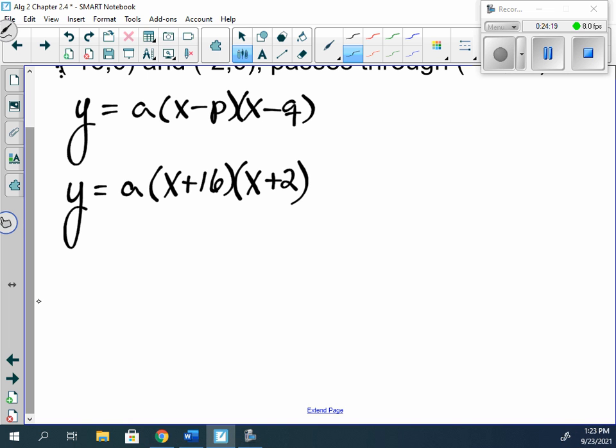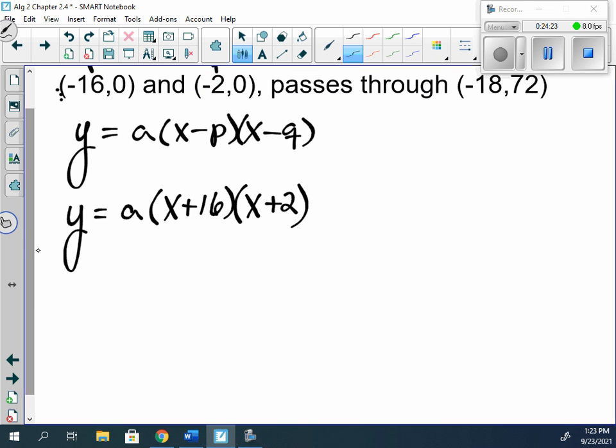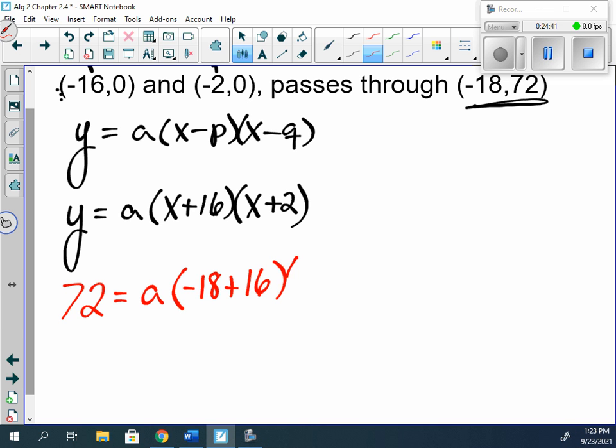Now we need to find the value of a, yes? And we would do that by plugging in the point, negative 18, 72, yes? So 72 would be our y value, equal to a times negative 18 plus 16 times negative 18 plus 2.